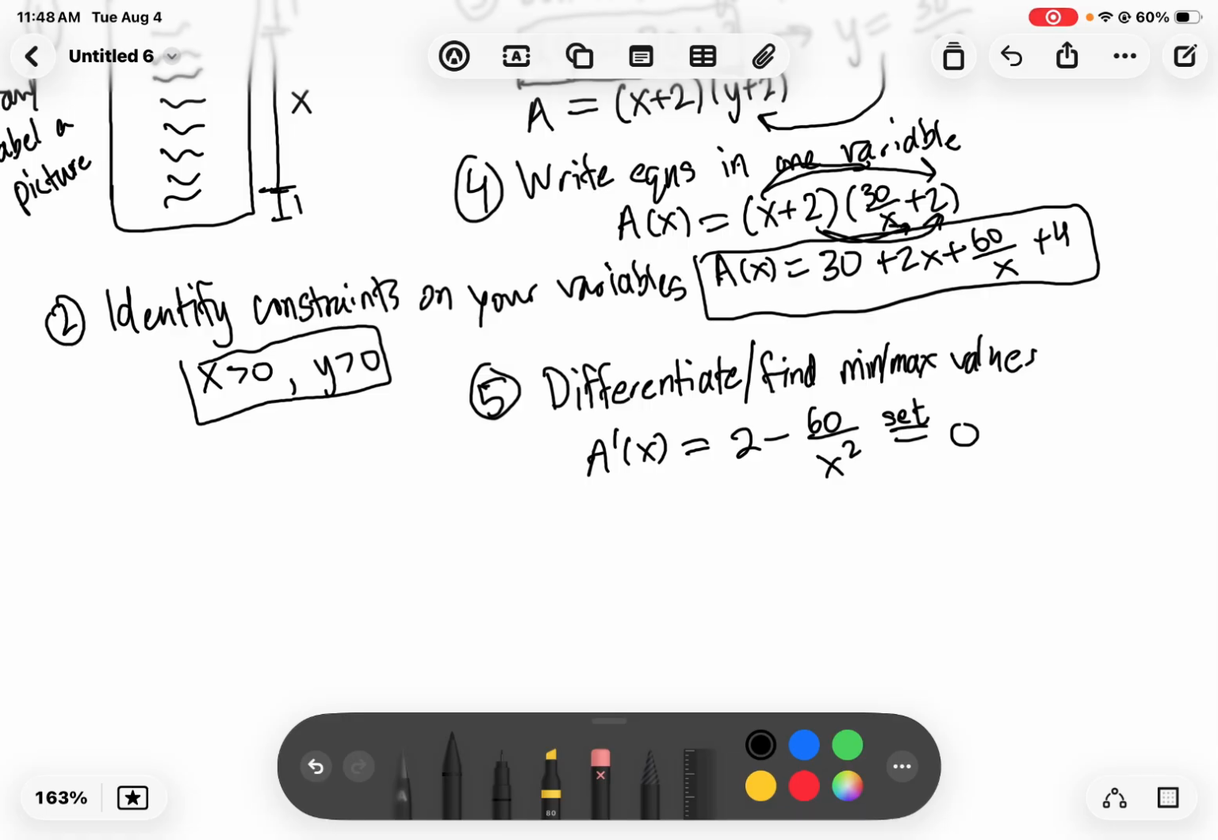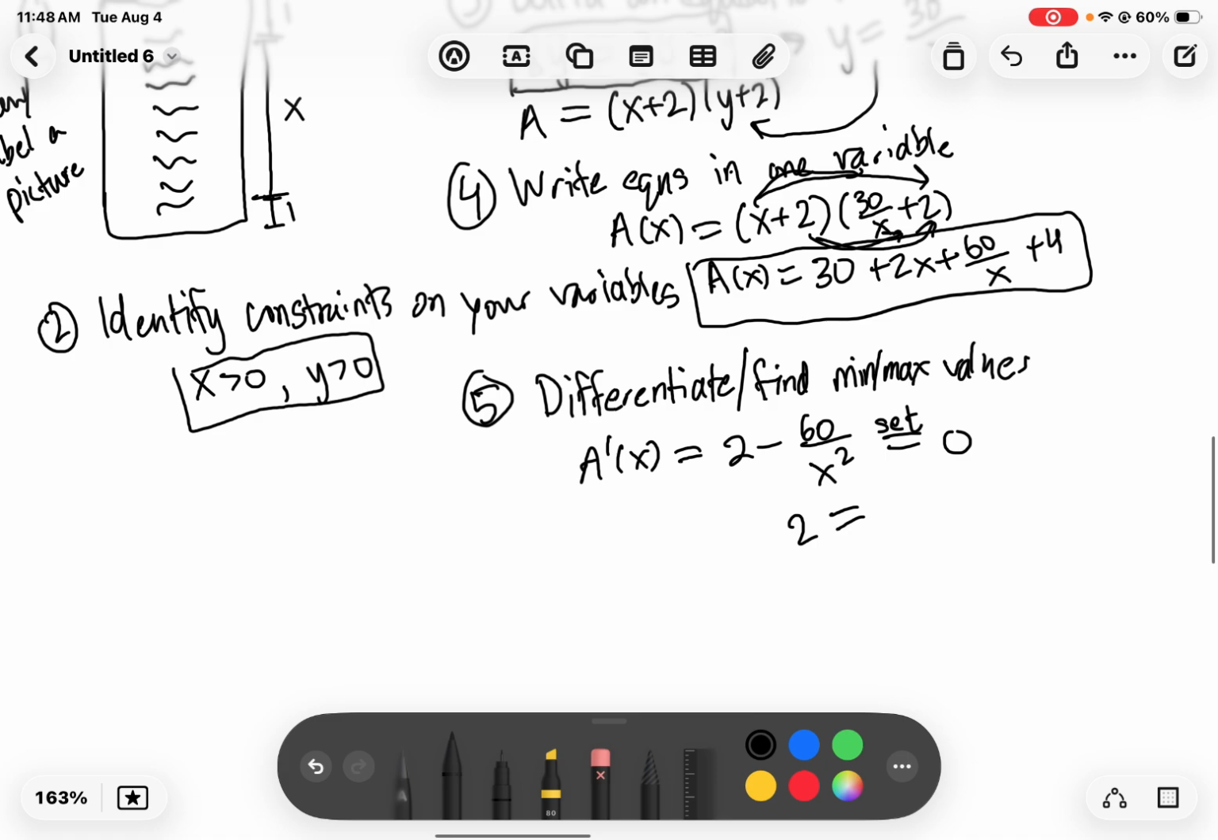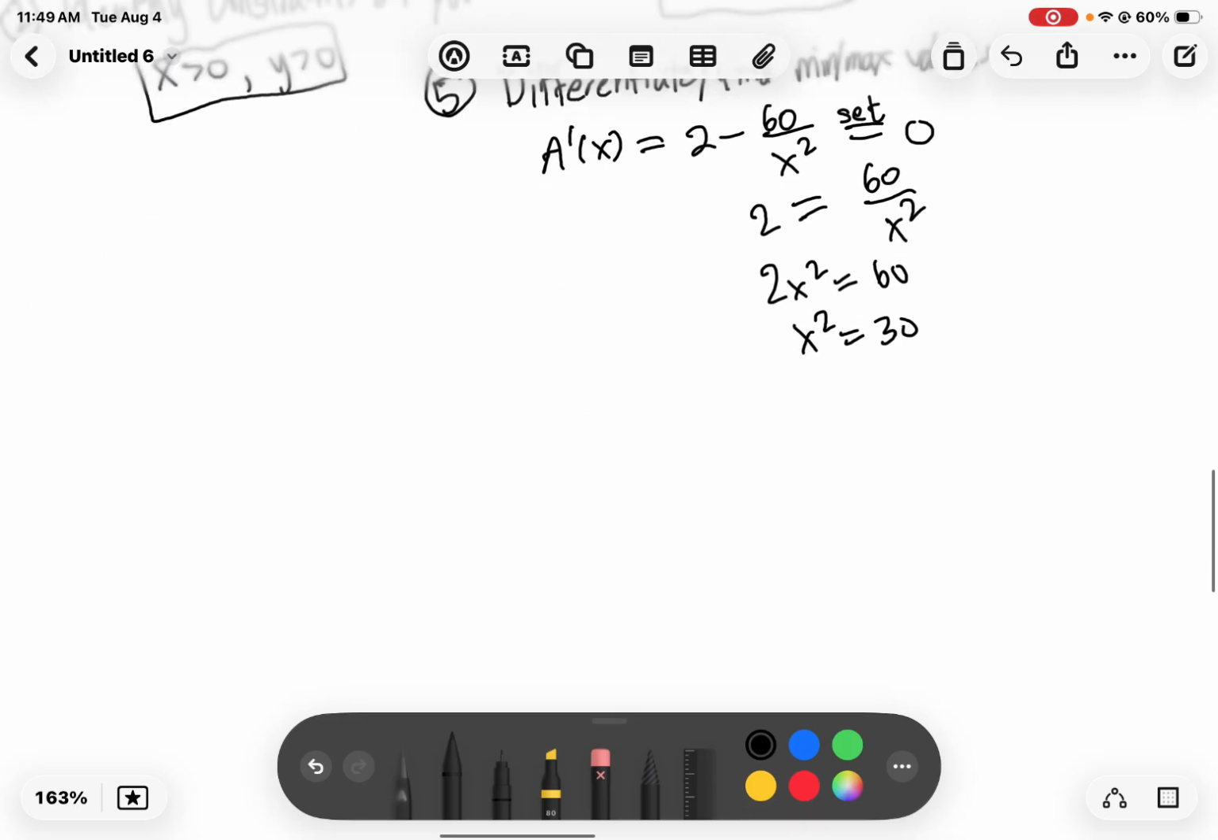But anyway, so we have 2 minus 60 over x squared equals 0. So we can move the 60 over x squared to the other side. So we get 2 equals 60 over x squared. So 2x squared equals 60, and x squared equals 30. Okay, so now let's take the square root of both sides. So we get x is equal to plus or minus square root of 30.